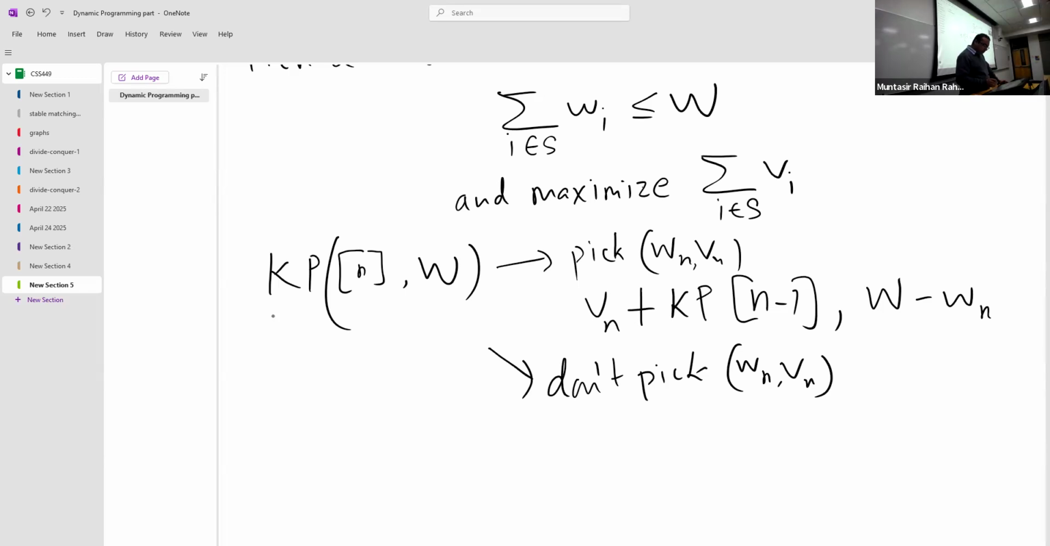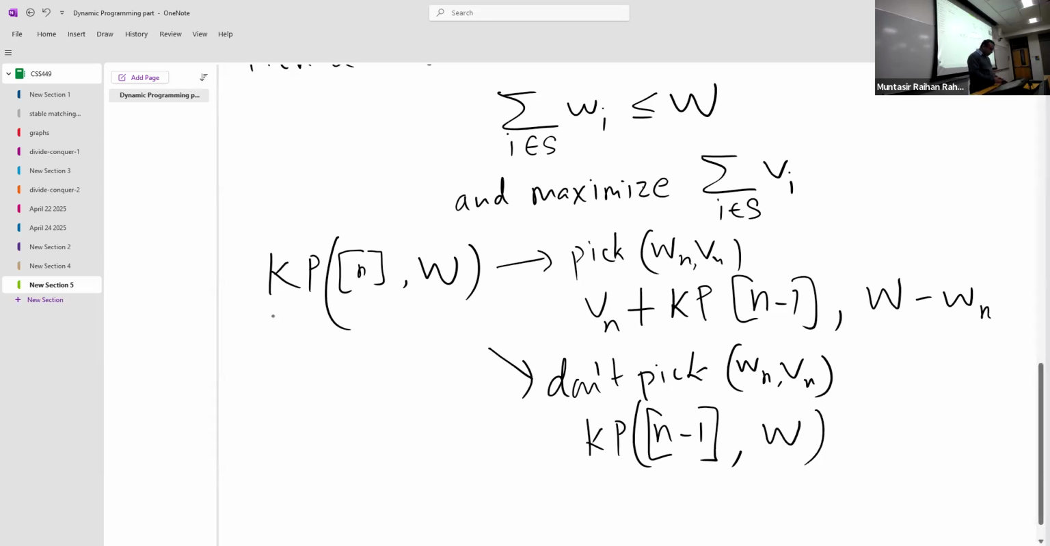So now if I don't pick it, then I still have to choose optimally from n minus 1 items. And then what is the total capacity? It would be just W, because I haven't picked anything. So I still have the full capacity at my disposal, right? And now that's your recalculation. Now there are two options. I'm trying to maximize my value. So what will I do of the two options? How can I combine the two options?